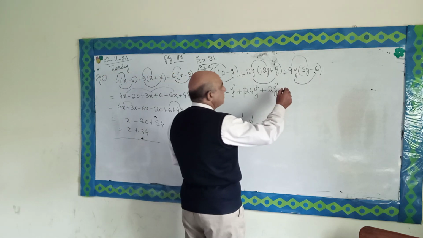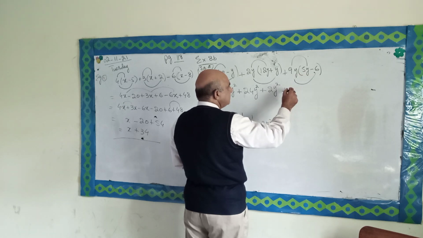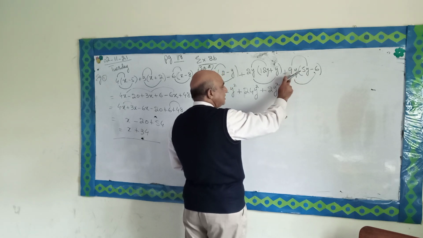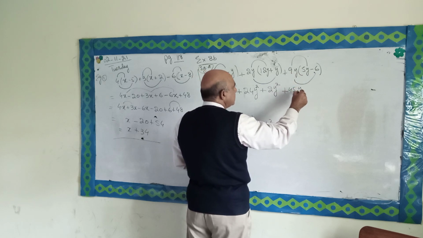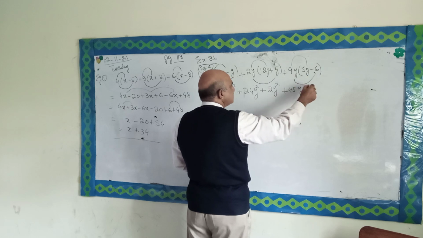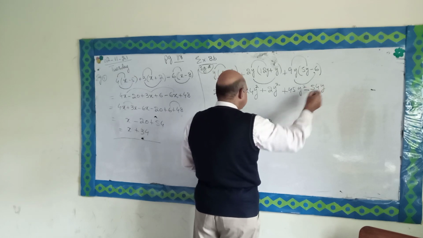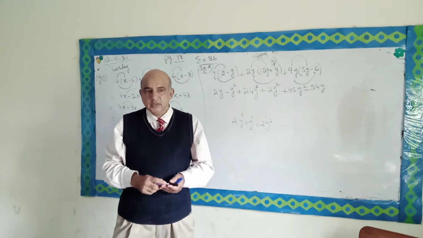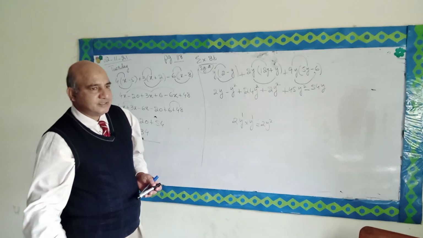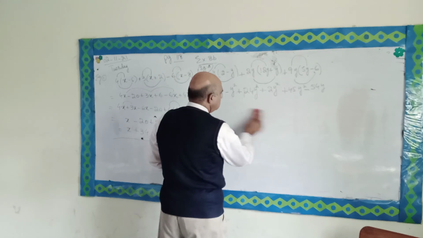Now plus 9y into 5y. We have multiplied number with a number, coefficient with a coefficient, and variable with a variable. So 45y power 2 minus 9 6 are 54y. Is it right? Yes, sir. Ali, Abdul Hadi, is it clear? Yes, sir. Sir, I have one question.